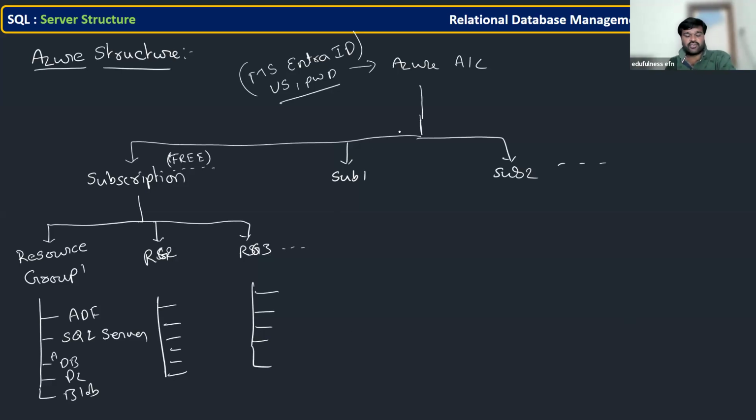So this structure is applicable everywhere actually. Whenever you go for your Azure account, you should have a subscription. In your case, you need not spend, you already have a free subscription by default. In other cases, you can have a paid subscription. And then under that subscription, you are going to have resource groups. In each resource group, you are going to have multiple resources. So that's the main thing.